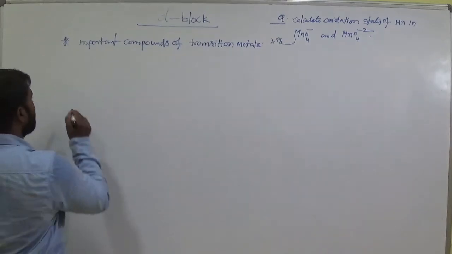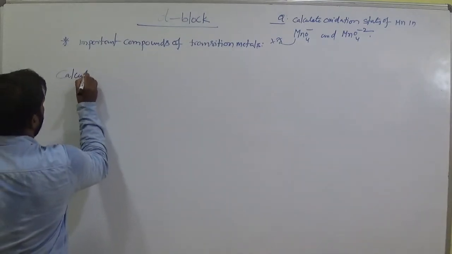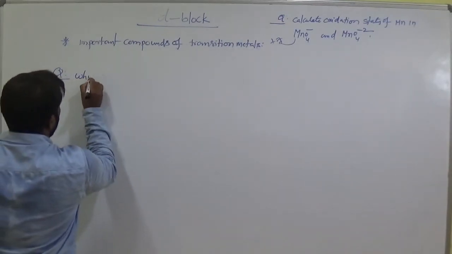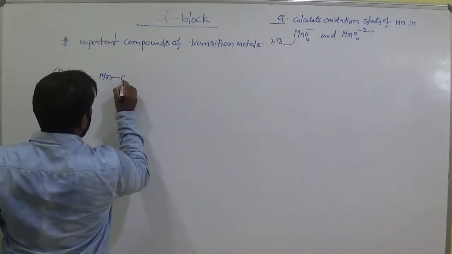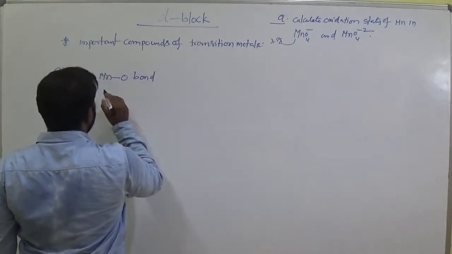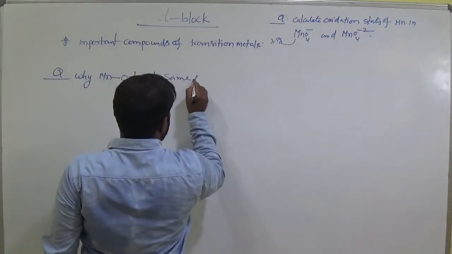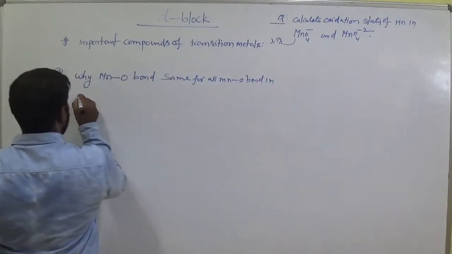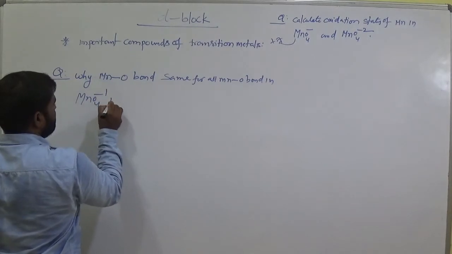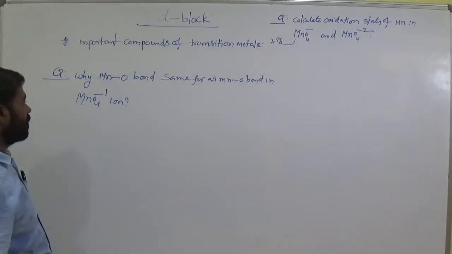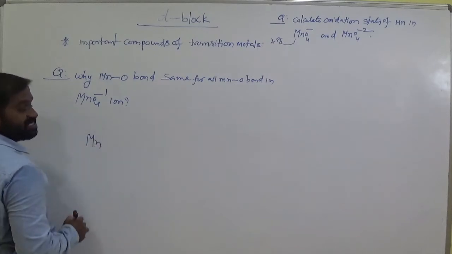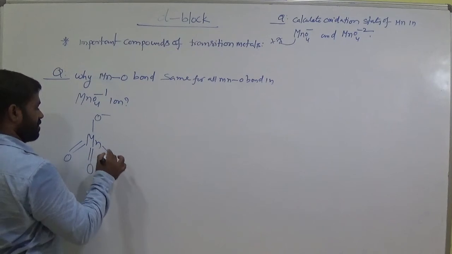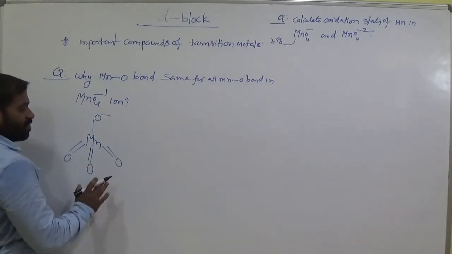And let's see. Why is the Mn-O bond length the same for all Mn-O bonds in the MnO4 minus ion? Okay, important one. Let's see. This is manganese, and this is oxygen. Clear? It undergoes resonance.